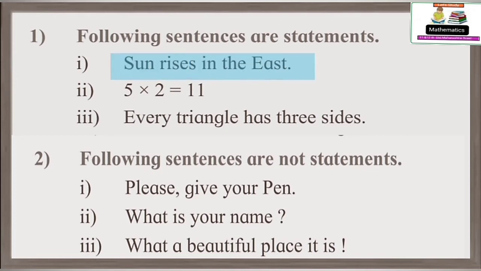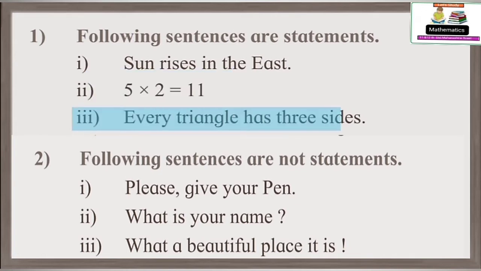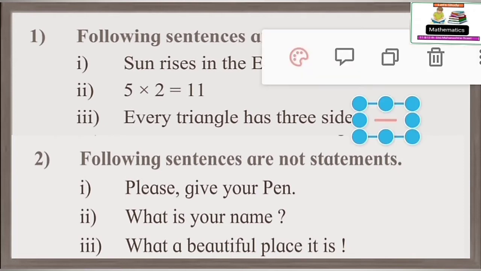Here the first sentence is true, so its truth value is T, capital T. The second statement is false, so its truth value is F. And the third sentence is true and its truth value is T. Here we can write T.